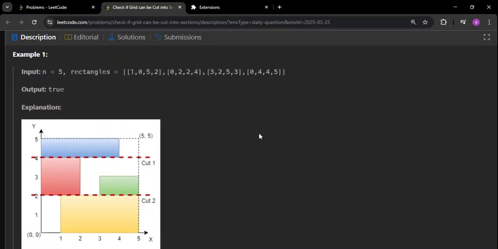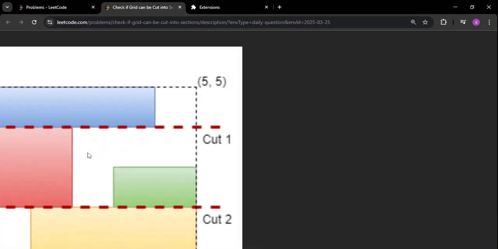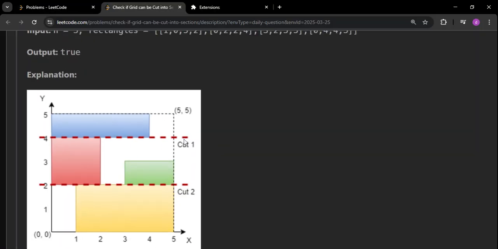See, for example, in example number one, they are going for the horizontal cut. They are mentioning cut one and cut two. When you do two cuts, there will be three portions formed for the whole grid. In each portion, there has to be a rectangle. Okay, in this case, that is the case.